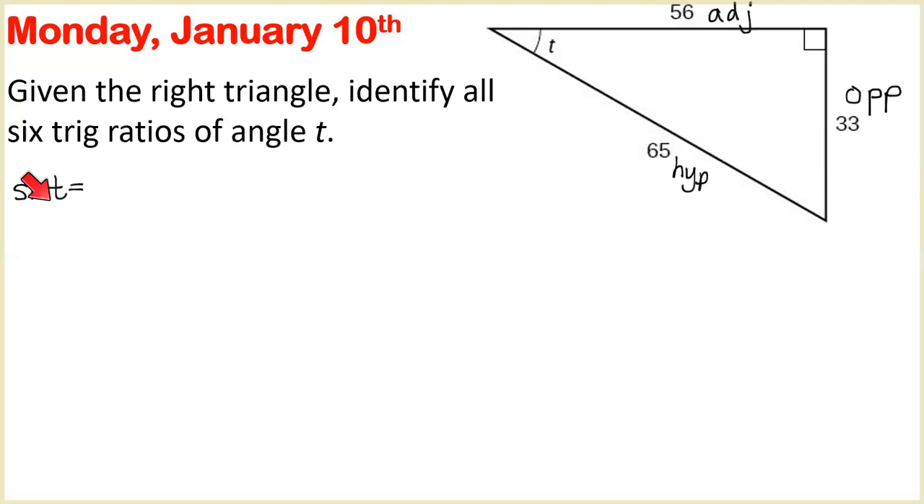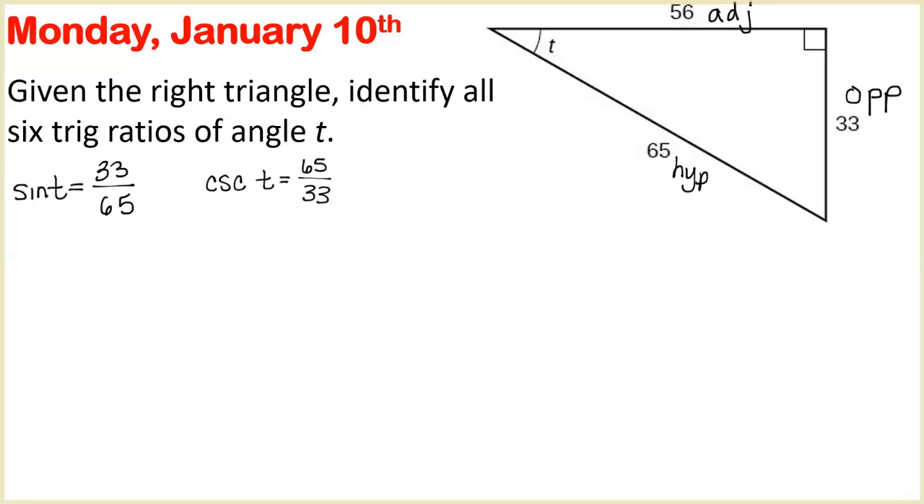So the sine of angle T is going to equal opposite over hypotenuse, which is 33 over 65, which cannot be reduced. And then I automatically do the sister. So the sister of sine is cosecant. So cosecant of angle T is the reciprocal, which is 65 over 33.